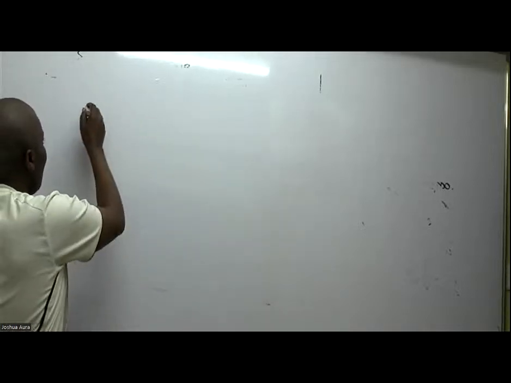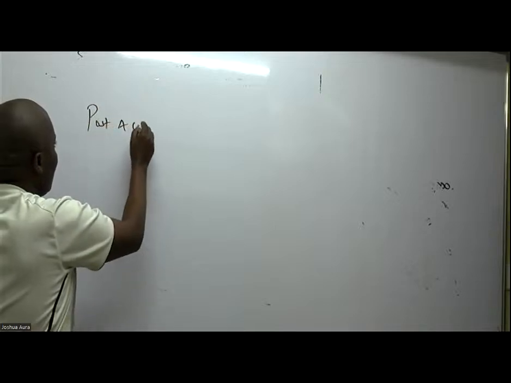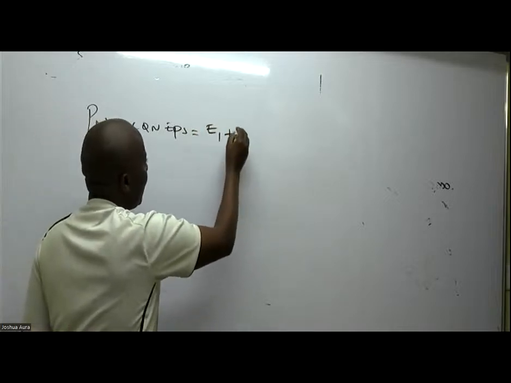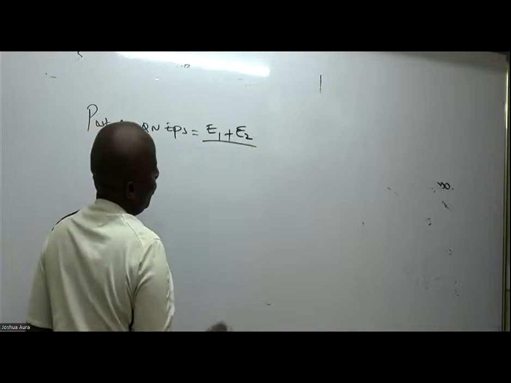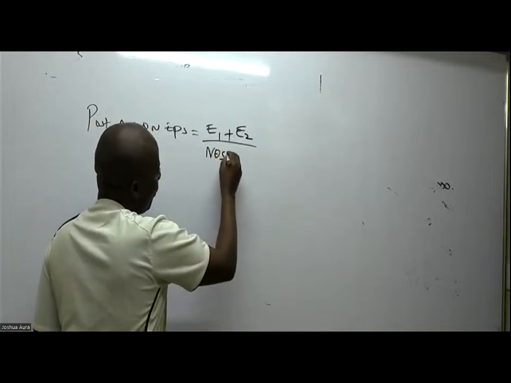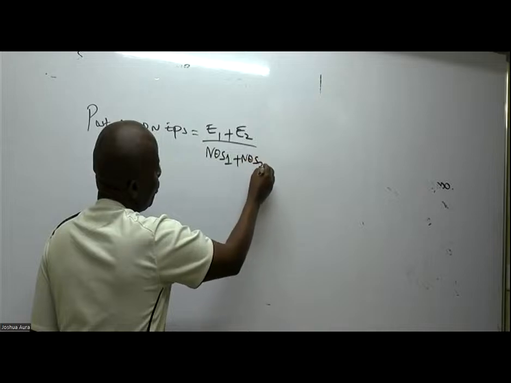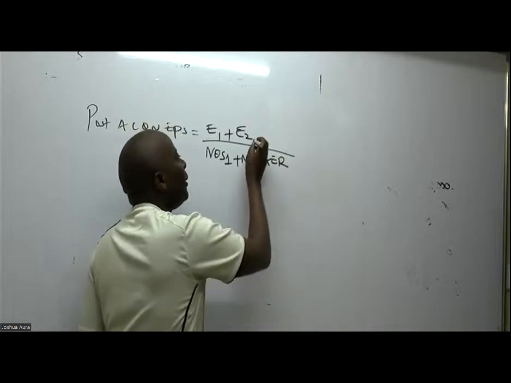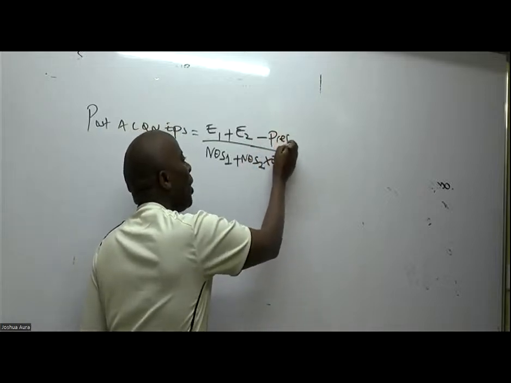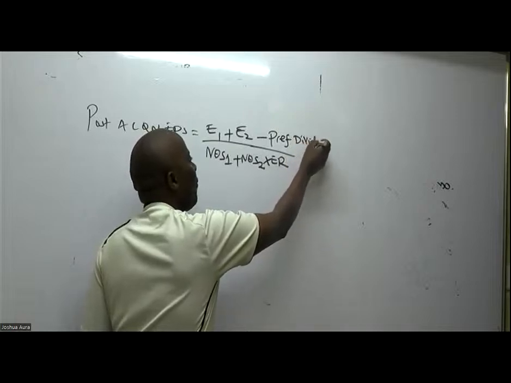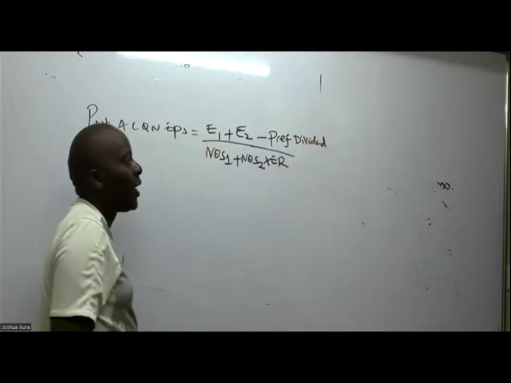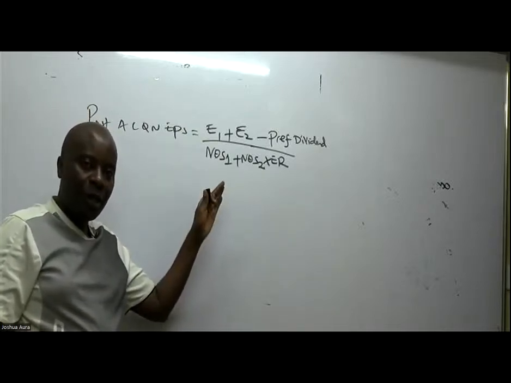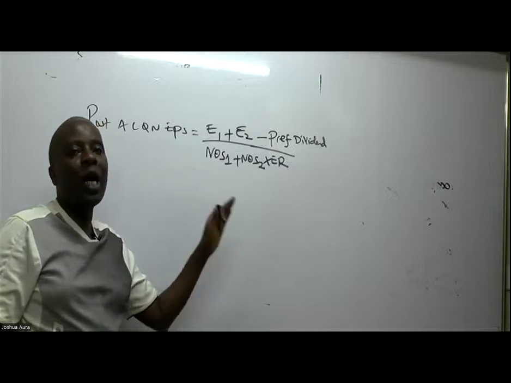Post-acquisition EPS will be earnings of company 1 plus earnings of company 2 all over number of ordinary shares of company 1 plus number of ordinary shares of company 2, of course, times exchange ratio. But now there is something here that you need to first of all pay preference dividends before you decide to distribute the profits attributable to ordinary shareholders out.